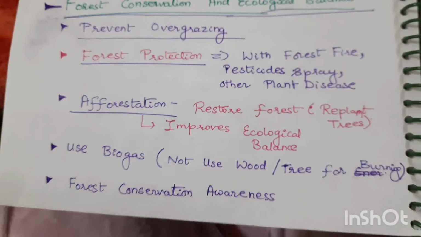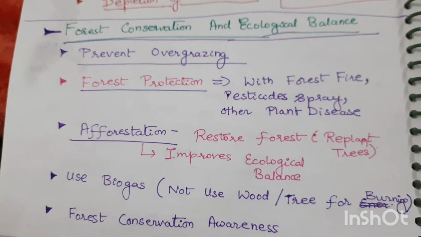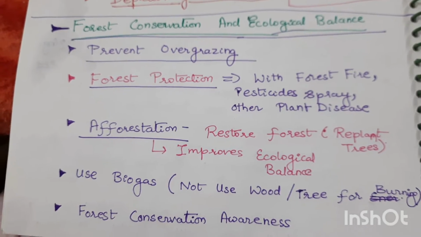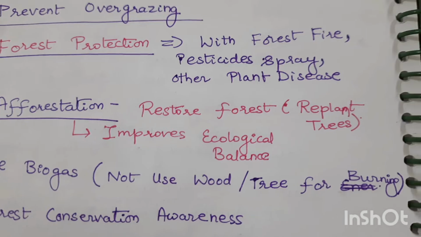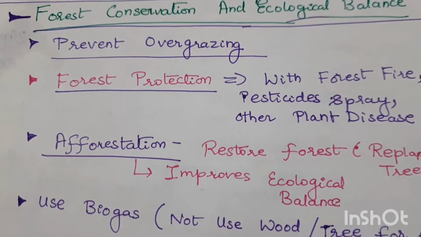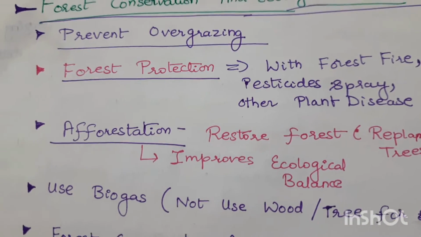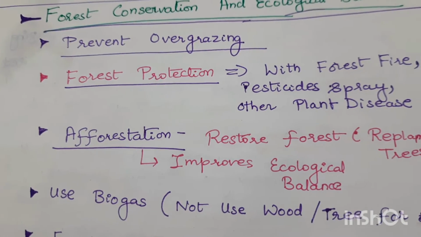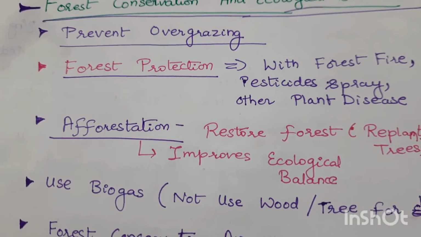Now next is forest conservation and ecological balance. So how to balance it? First, we have to prevent the cutting of the trees, and we have to start afforestation, that is, restore the forest, replant the trees to improve the ecological balance. And what else do we have to do? We have to protect our forest from fire, and with pesticide spray. For plants which have got diseased, we have to make disease resistant plants.